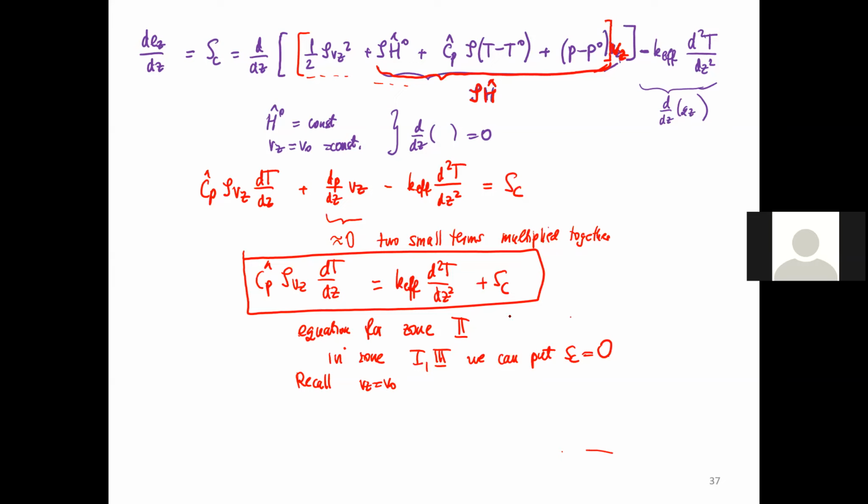We also need to have a form for Sc. So in order to solve this problem entirely, we need boundary conditions. Yes, somebody had a question? We need essentially 2 boundary conditions per zone.